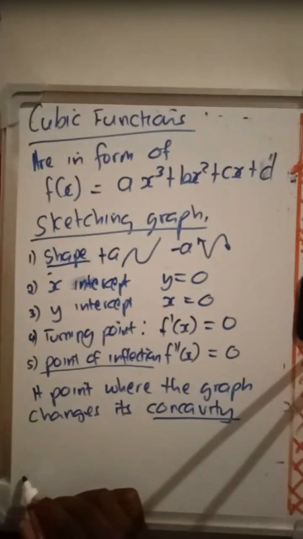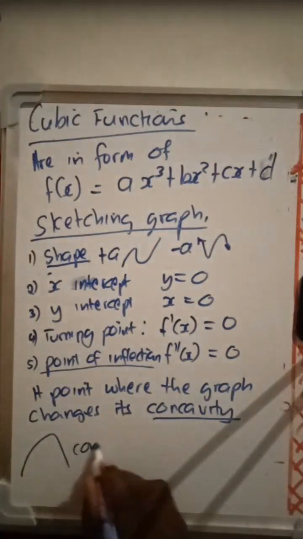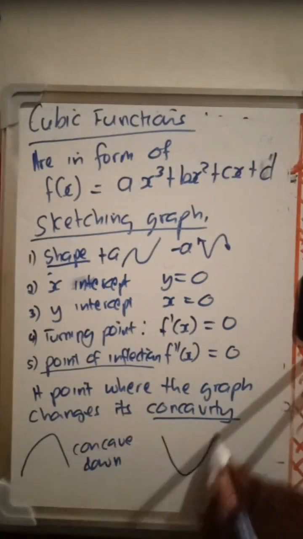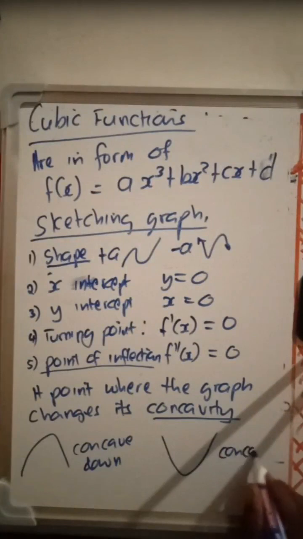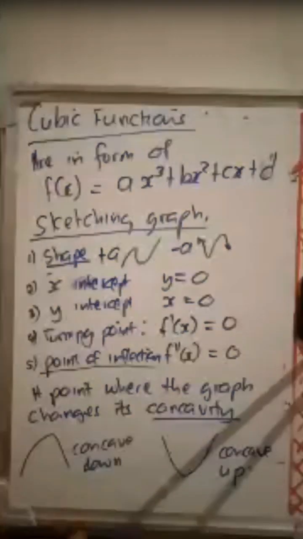We have two concaves. This one is concave down, then that one is concave up. I hope my spelling of concavity is correct there. So it is a point where the graph changes its concavity, right? So concave down is like an N, concave up is like a U. So the point of inflection, we get it there in the middle part, okay?